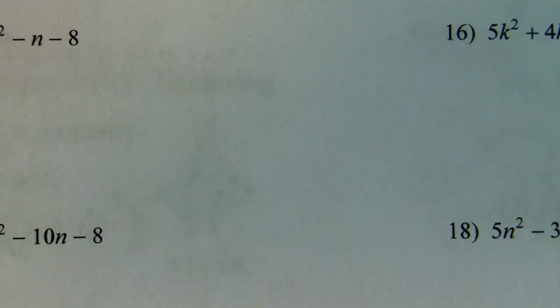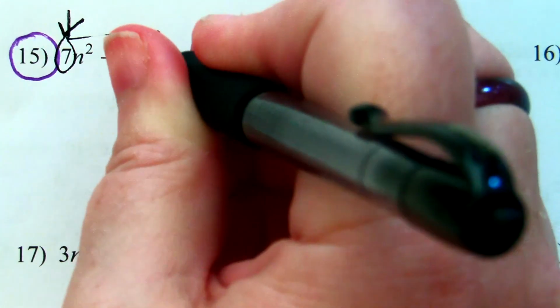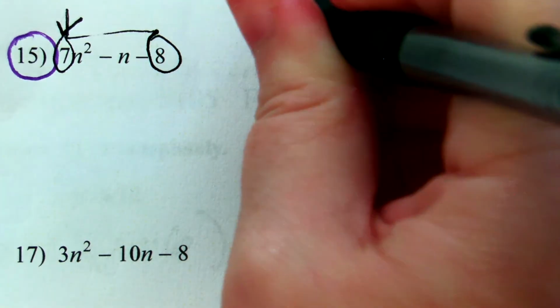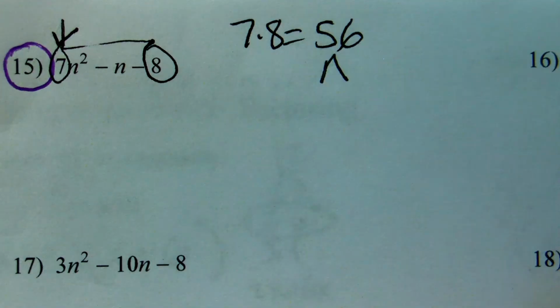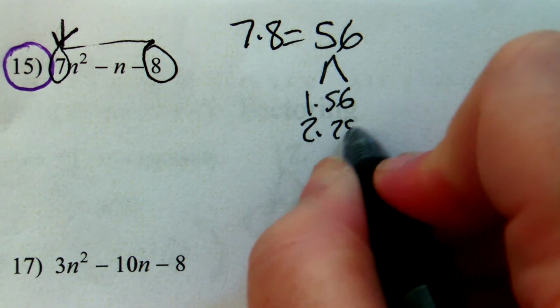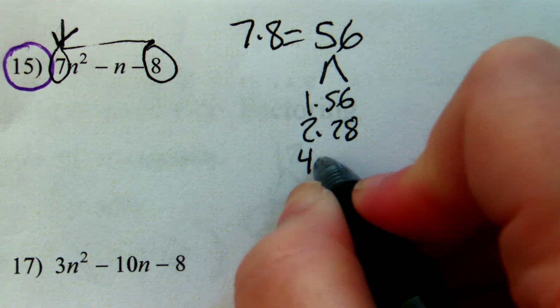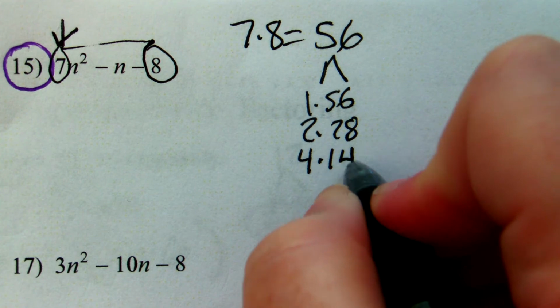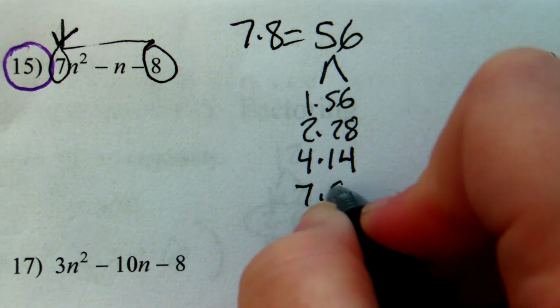And then the last one we're going to do is one when there's a number in front, when the A is not 1. Our A is 7. So you multiply 7 times 8, and you get 56. You multiply the A and the C. 1 times 56, 2 times 28, 4 times 14. The easiest is 7 times 8.